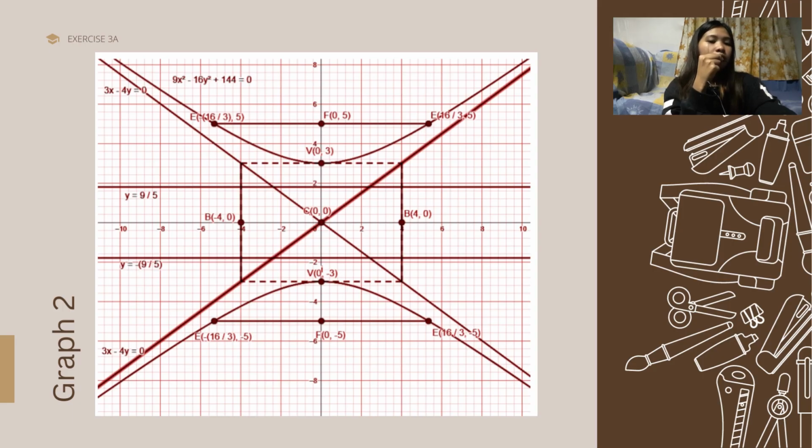So, ito yung graph for that equation. Since nakuha na natin lahat ng kailangan natin, ito dapat yung magiging final output ng graph natin for this one. For number 2.